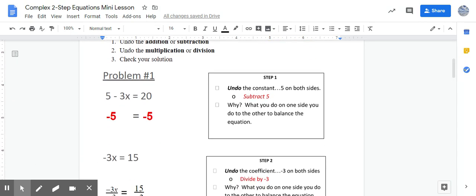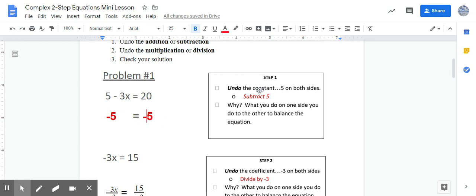We're starting the two-step equation with the constant in the beginning. So we have 5 minus 3x equals 20. So we don't see a symbol in front of the 5, so we kind of think, what do we do here? Well, because we don't see a negative sign, we are going to assume it's positive, right? So the opposite of a positive number is a negative. In this case, we would subtract both sides by 5.